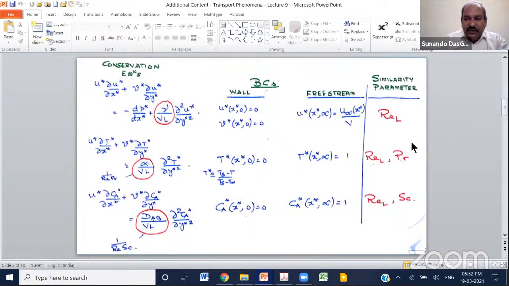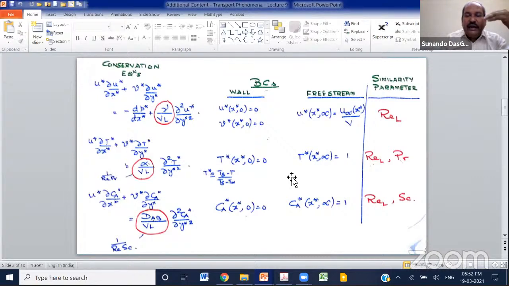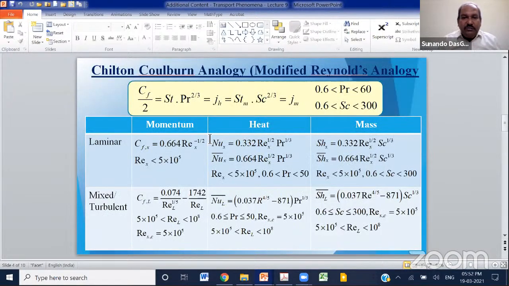But as I said, the Reynolds analogy is valid when the Prandtl number and Schmidt number are equal to 1. But that doesn't happen in practice. Prandtl number and Schmidt number could very well be different from the value unity. So in order to extend that, we use what is known as the modified Reynolds analogy, which is known as the Chilton-Colburn analogy.